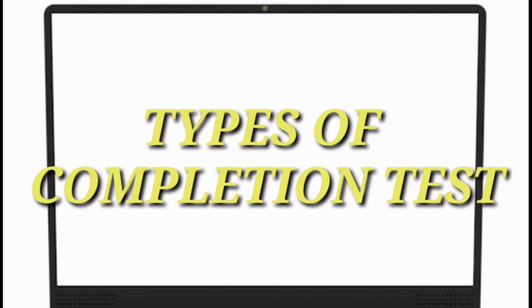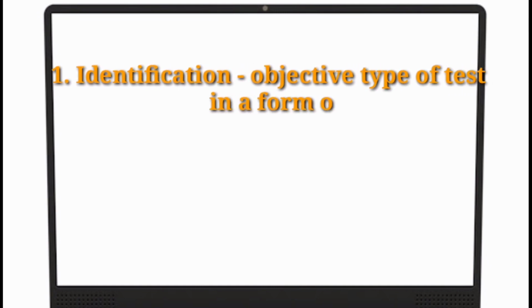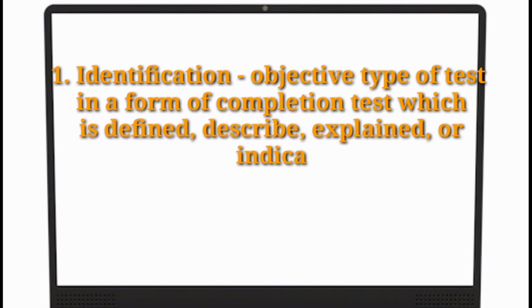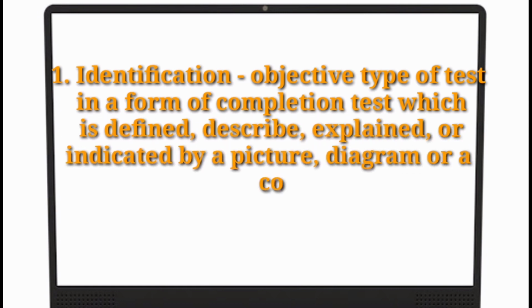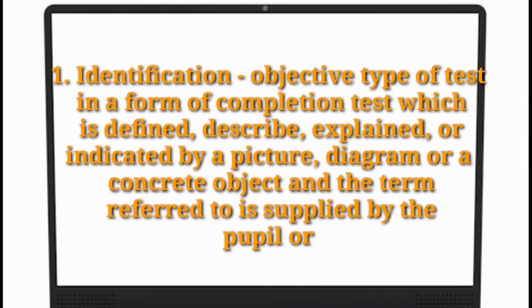So, let's start. The first type of completion test is the identification. When we say identification, it is an objective type of test in a form of completion test, which is defined, described, explained, or indicated by a picture, diagram, or a concrete object, and the term referred to is supplied by the pupil or student. This is mainly a broad category of tests intended to verify the presence of a specific element, functional group, or compound.